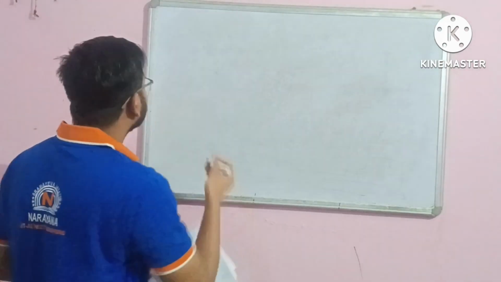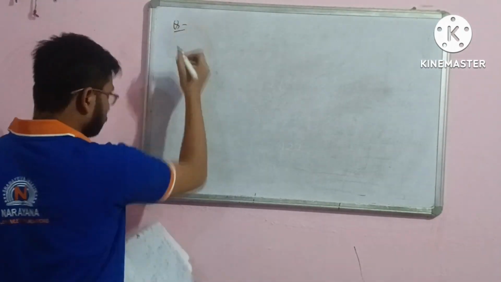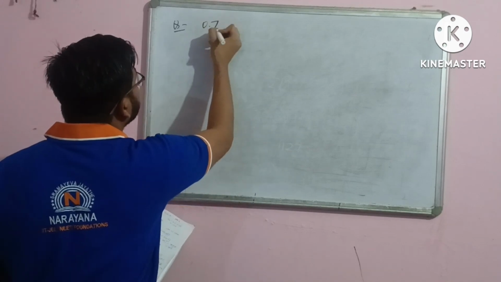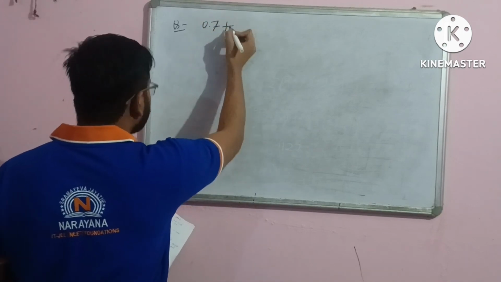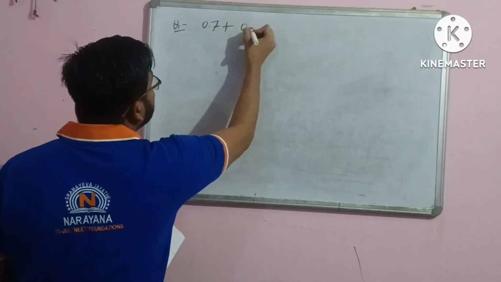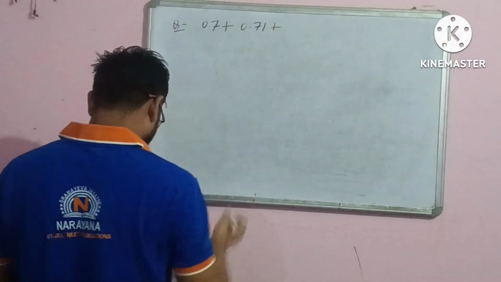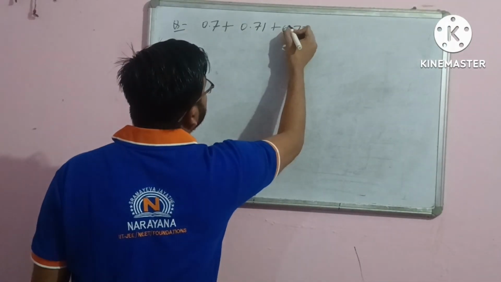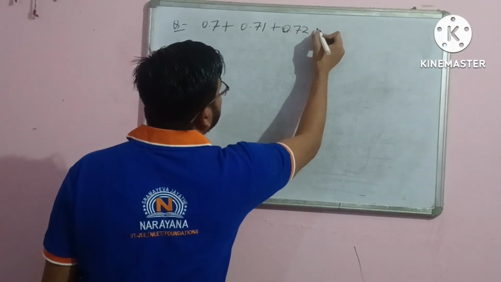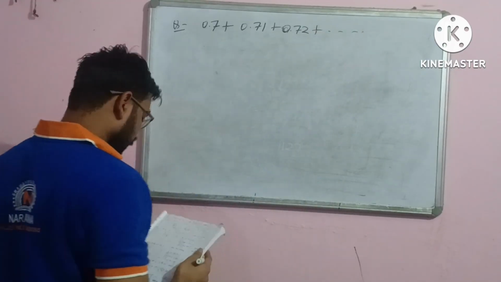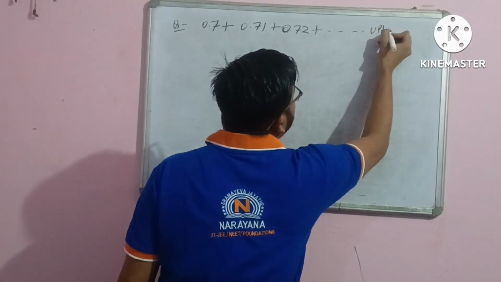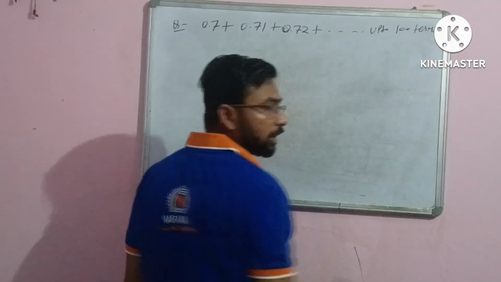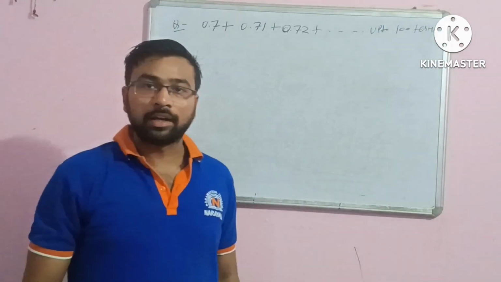The next question is 0.7 plus 0.71 plus 0.72 plus up to 100 terms. And here we have to calculate the sum of 100 terms.